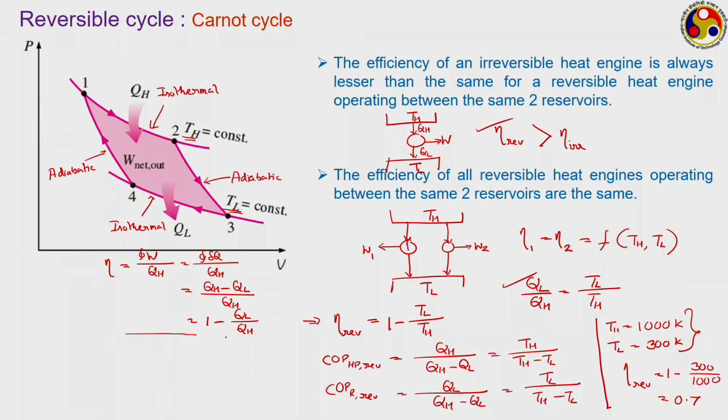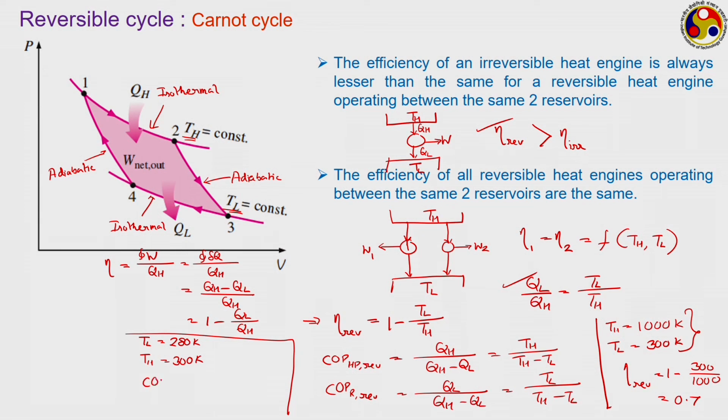Similarly, if we talk about the example of a refrigerator, I give you a refrigerator which is operating between the temperatures. On the lower side, the temperature is say 280 Kelvin, on the higher side the temperature is 300 Kelvin.